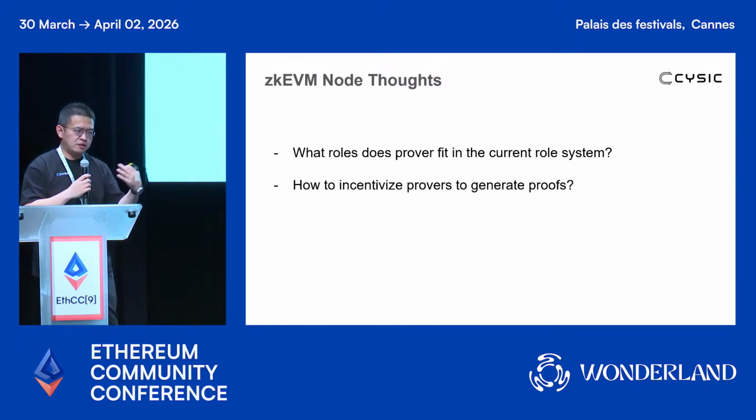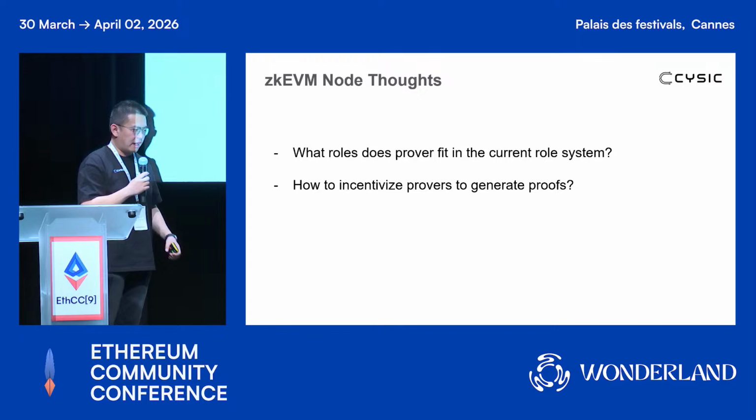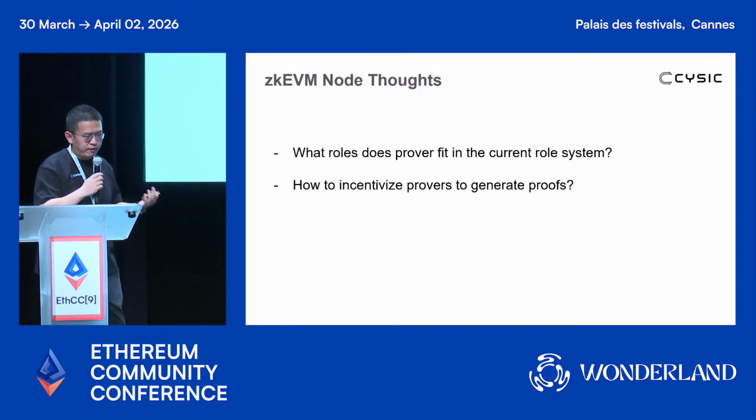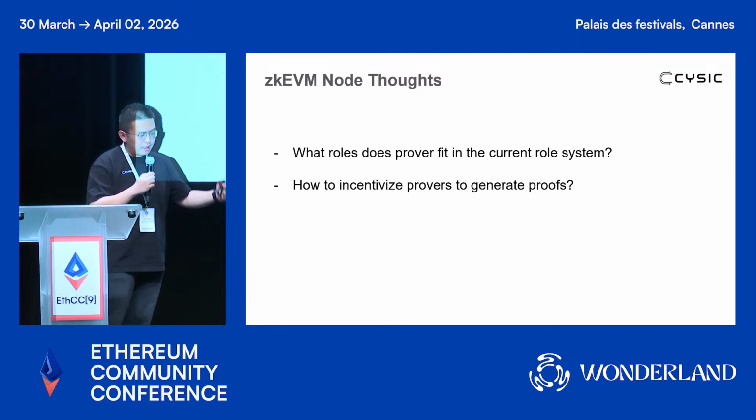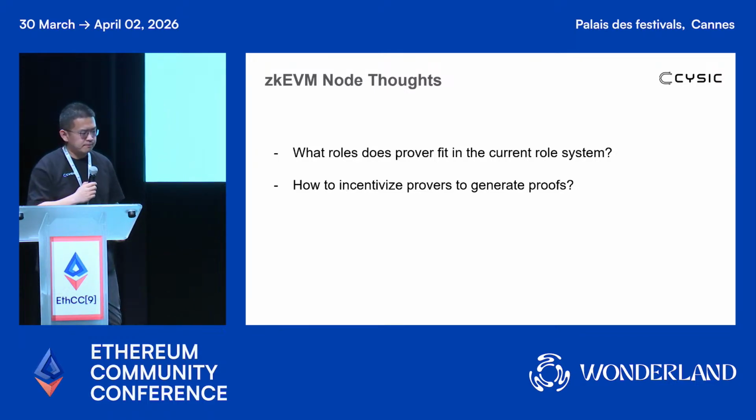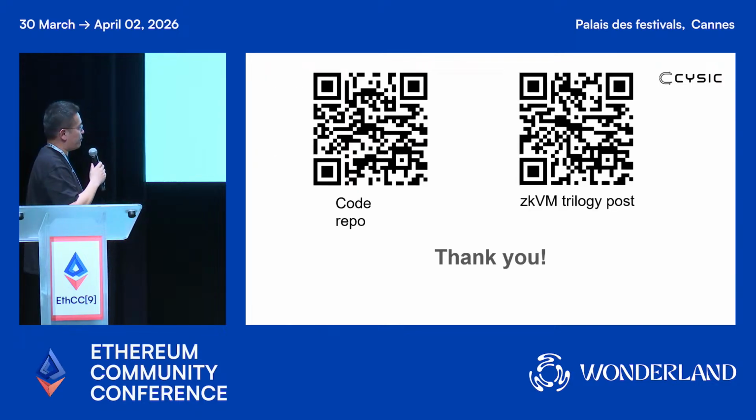So what's the cut the provers should take from boosting the gas limit? That's something I guess the Ethereum Foundation should think about.